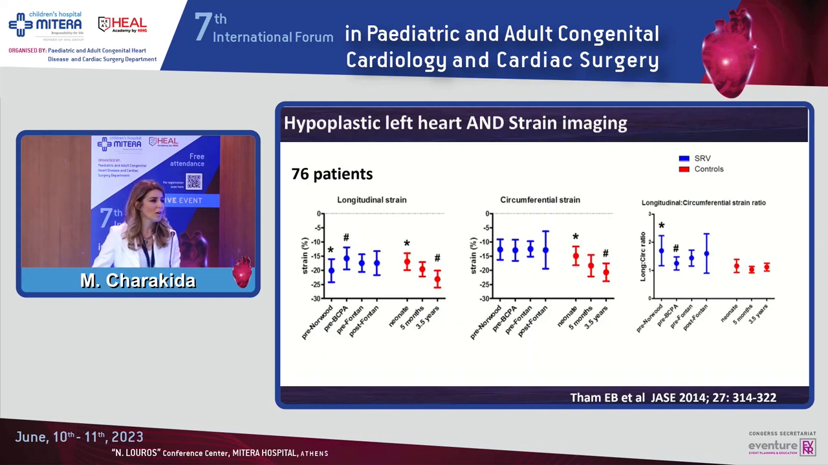Moving now to hypoplastic left heart, we all know that the mechanics of the systemic RV are not exactly the same as the subpulmonary right ventricle. Here you can see a nice study in 76 patients with hypoplastic left heart as they move across the different stages of the operation. And in the red dots, you can see a comparison of what we would expect to see for the strain measurements at the same age.